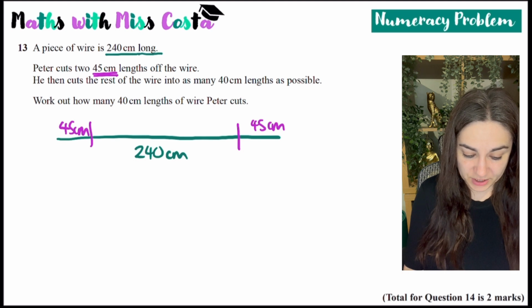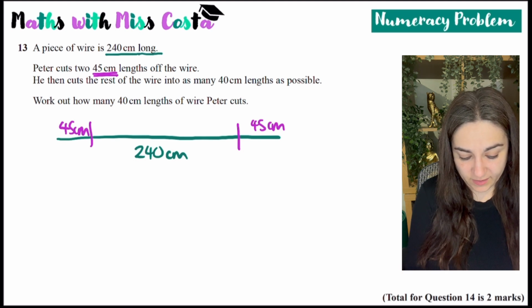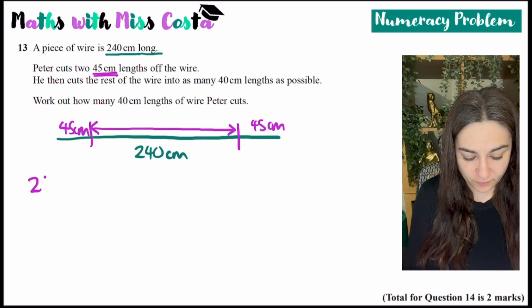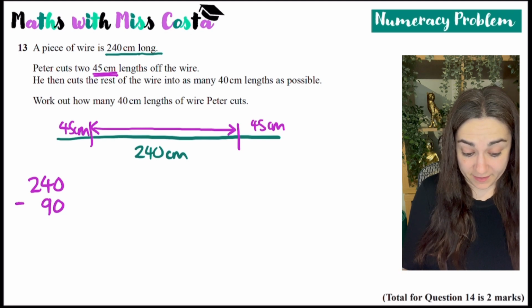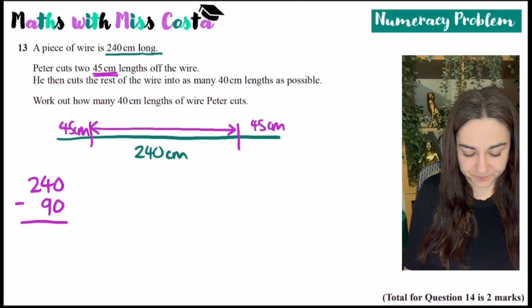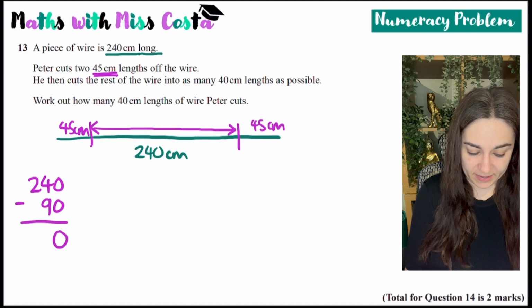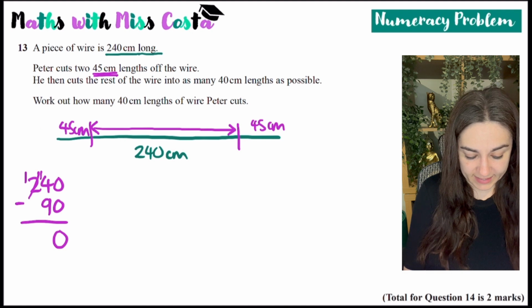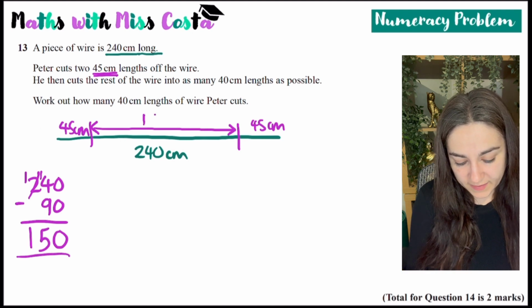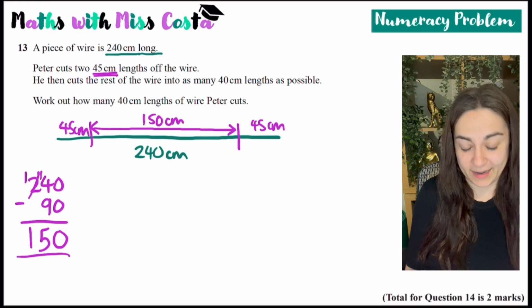So what I need to do is think, okay, what is left over after that's been chopped off? So I know I've got two lots of 45, which is 90. So I'm going to have to subtract to figure out what's left over. So 240 take away 90, 4 take away 2 you can't do. So 14 take away 9 is 5, and that would give you 150. So I know that there's 150 centimetres of wire left over.